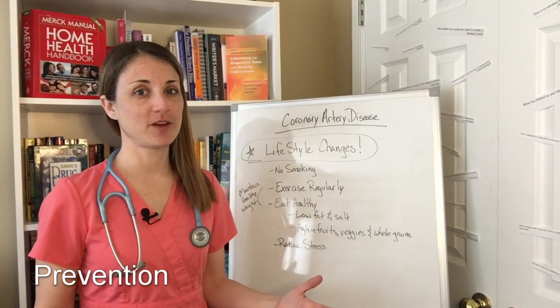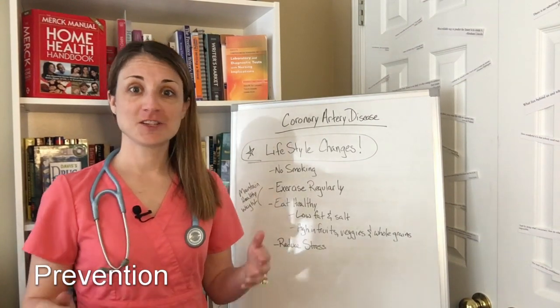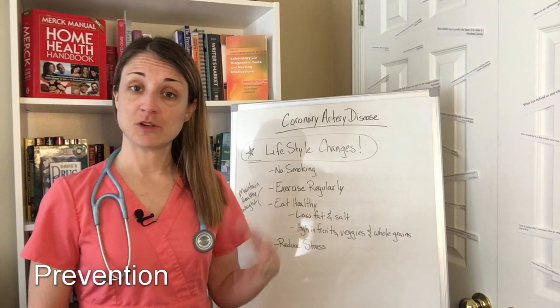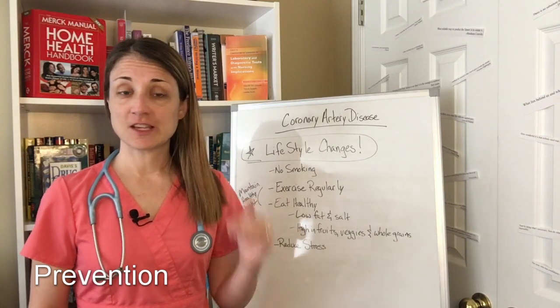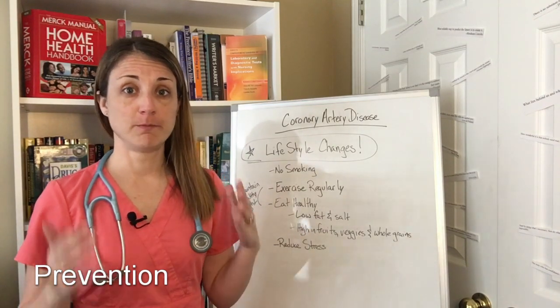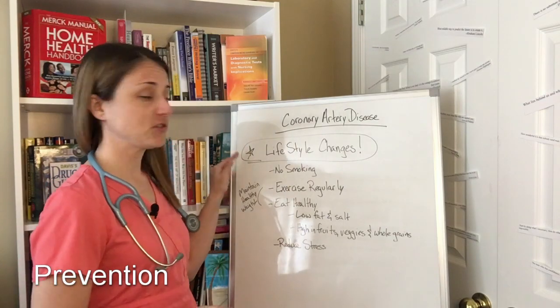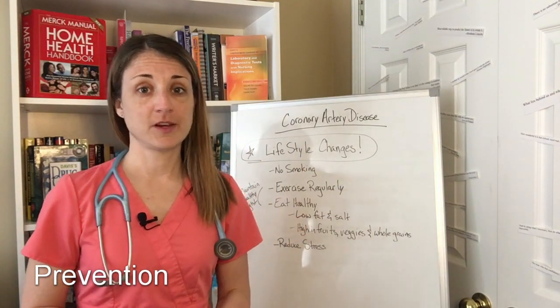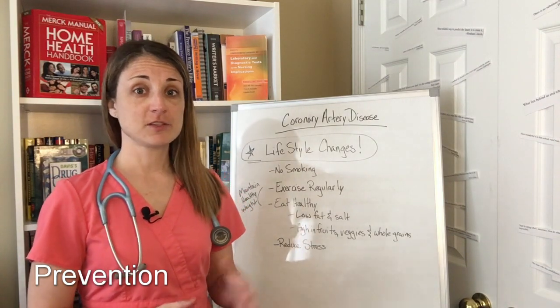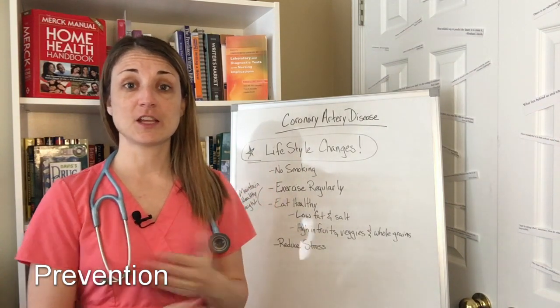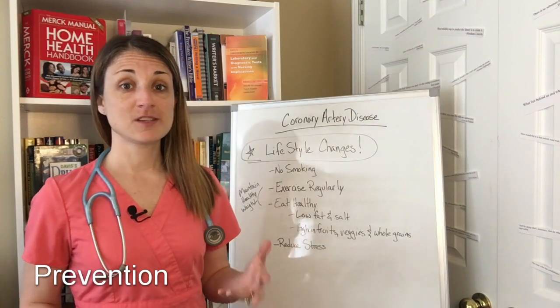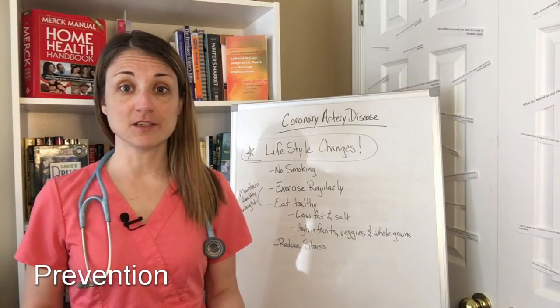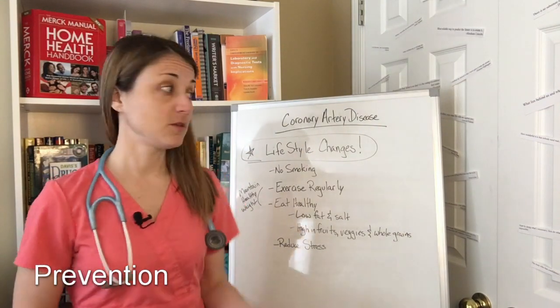When it comes to preventing coronary artery disease, there are several things you can do. And as we talked about in the treatment section, it's the same thing in the prevention section as far as the most important thing is lifestyle changes. This is absolutely critical to preventing coronary artery disease. Obviously, we know coronary artery disease takes a long time to develop, so this is a lifelong process to prevent it. And in order to do that, you need to not smoke.